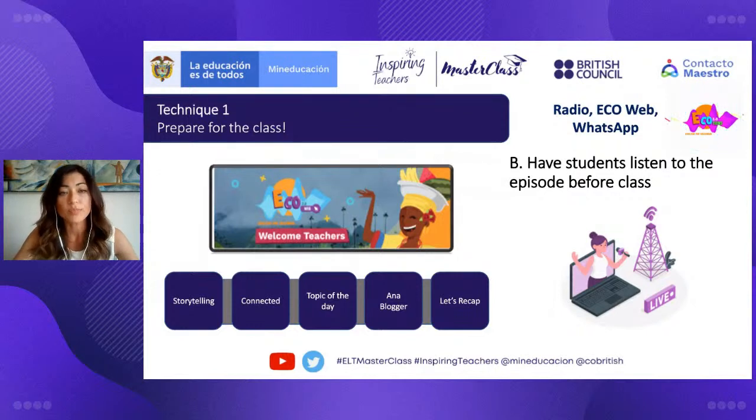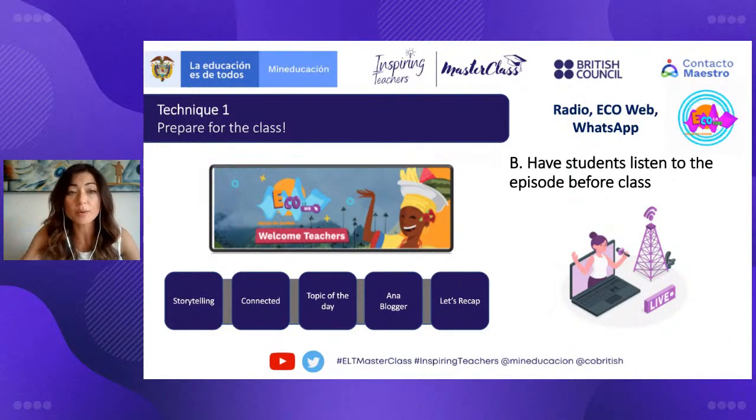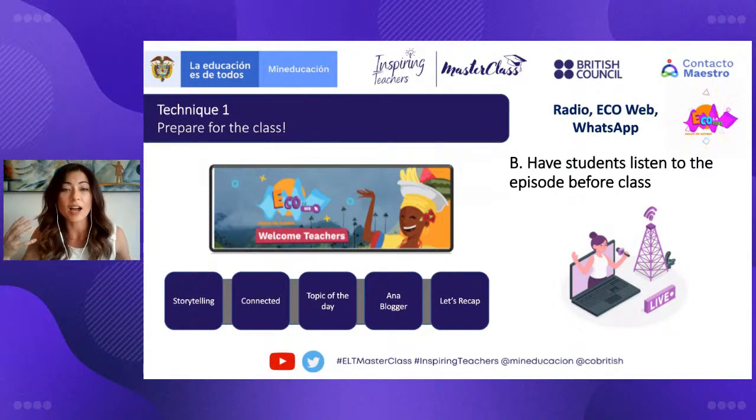An episode of EcoTeens is made up of different segments, right? For example, the ones that you have on the screen. In this episode that we have selected to work with today, we have storytelling, connected, topic of the day, and a blogger, and let's recap. So in each episode, you will see that there are some sections. Sometimes they are the same, and sometimes they vary because we want to make it fun and dynamic. So we move sections around to make it more interesting for teens.